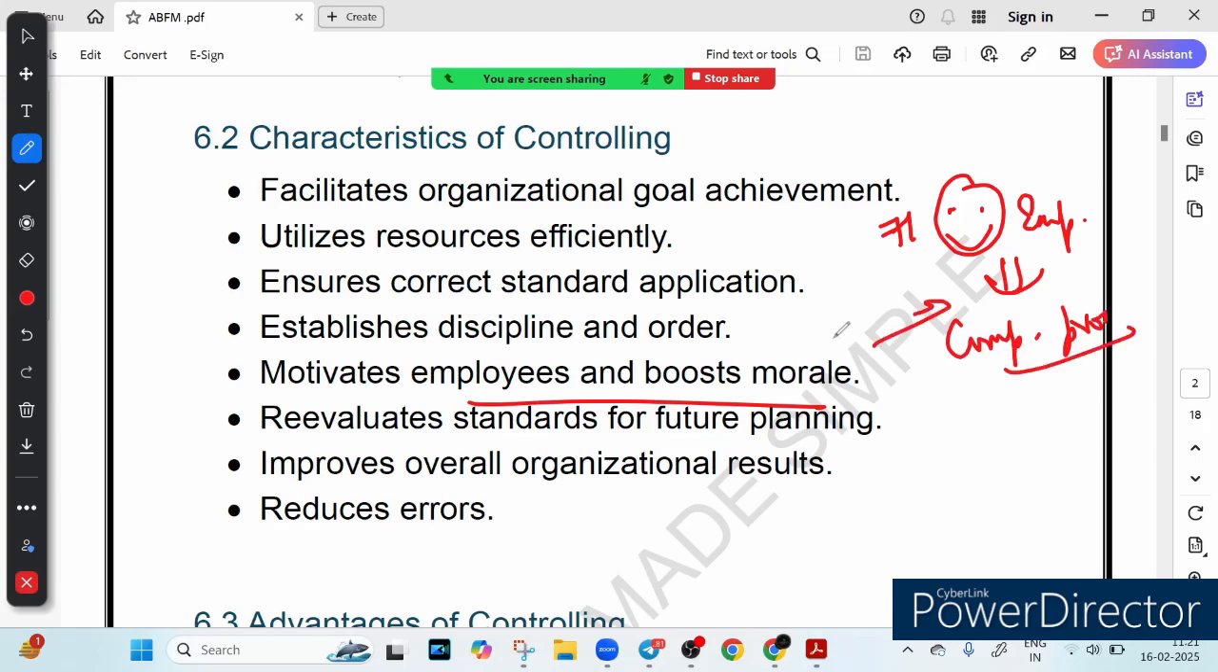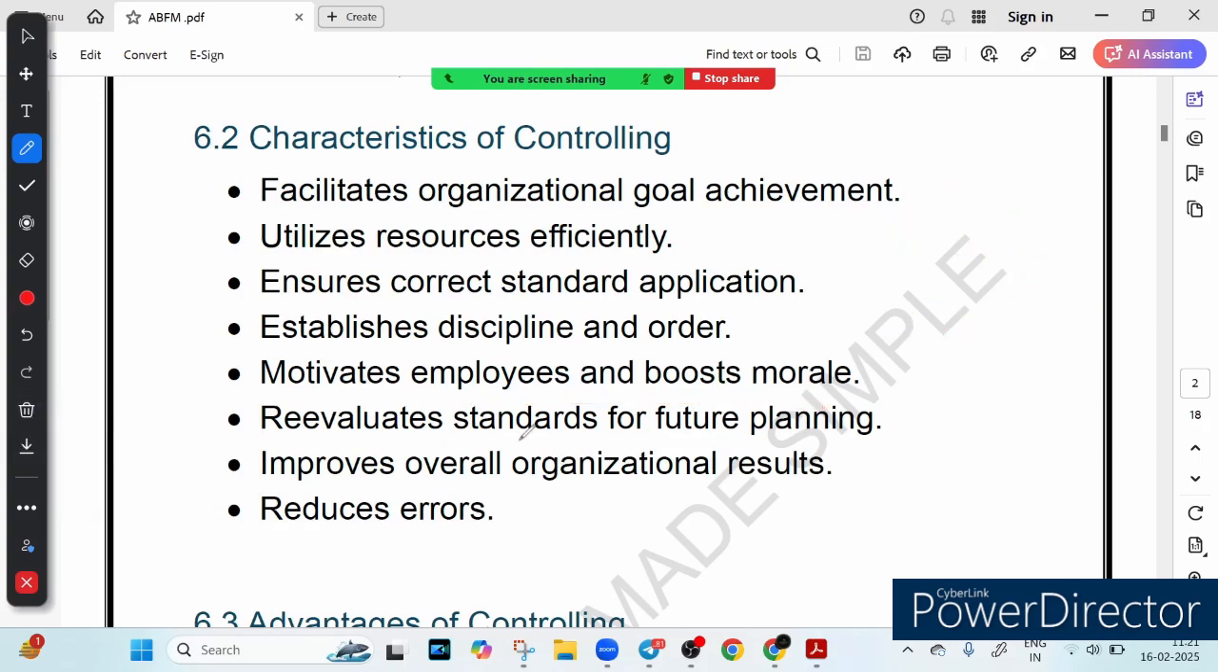Now, error detection and future planning. So you know that it detects the error. What it means is that controlling identifies mistakes before they become a disaster and helps improve future strategy. Think of it like a teacher correcting your mistake so that you can score better next time. So controlling is not just about keeping an eye, it is the backbone of a successful organization, right? Whether it is reducing waste, improving quality, or growing the customer base, controlling plays a key role, right? So I hope this makes your concept clear.